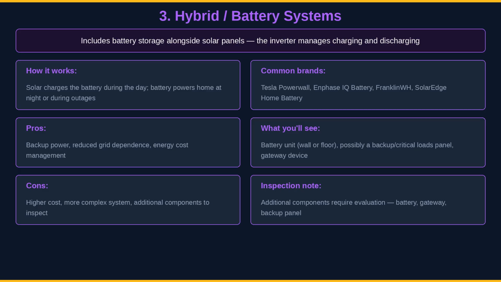Common brands include Tesla Powerwall, Enphase IQ Battery, Franklin WH, and SolarEdge Home Battery. You'll see a battery unit mounted on a wall or floor, plus possibly a backup panel and a gateway device. These systems add complexity to inspections because there are additional components to evaluate.